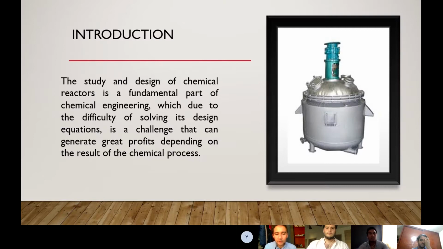For the introduction, I'm going to say that the design of reactors is a fundamental part of the chemical engineering career. That is hard, and the calculations are very long. This topic is so important for the career.